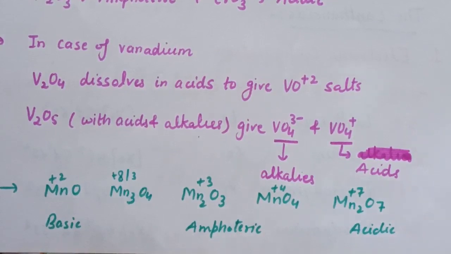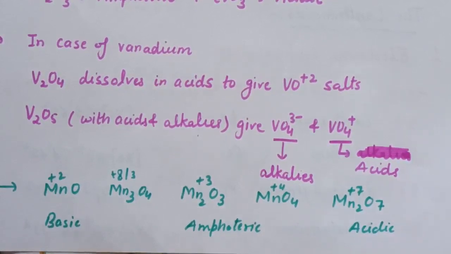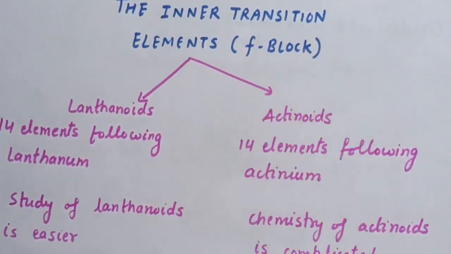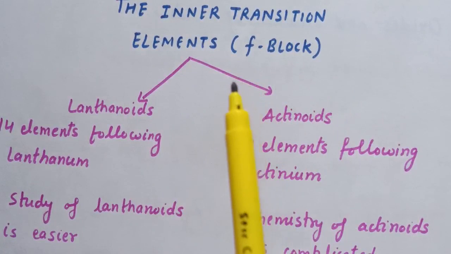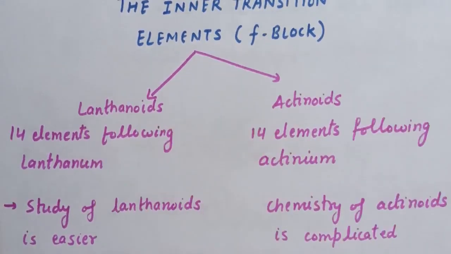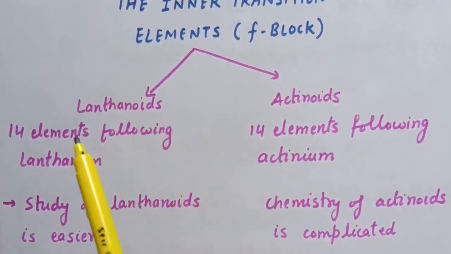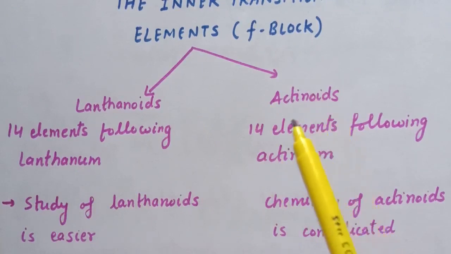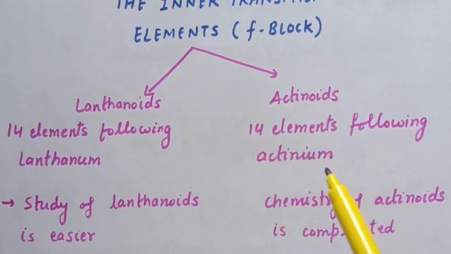Now we start with f block elements, the inner transition elements. These are defined as the elements in which the last electron enters the f orbital. These f block elements have been divided into two series, lanthanoids and actinoids. Lanthanoids contain 14 elements starting from lanthanum, and actinoids also contain 14 elements starting from actinium.